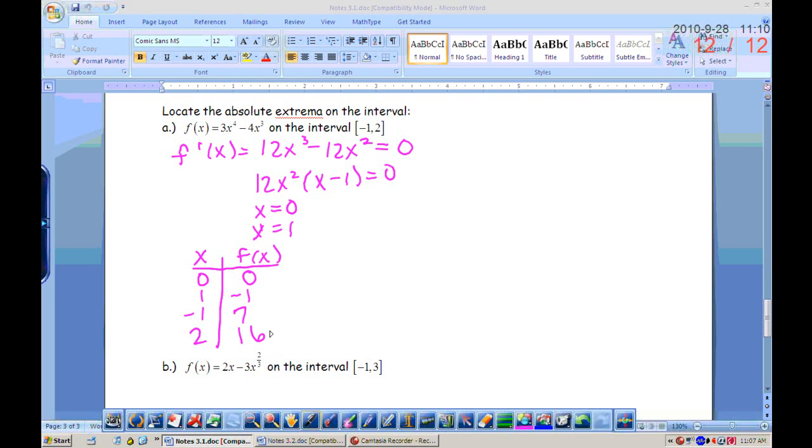All right, so what is the biggest y value? 16. So my absolute maximum is 16, and my absolute minimum is -1. Good. Actually, I really would rather just focus on the y values. So let's just focus on the y values of the absolute min and the absolute max. Okay? That's all you have to do.